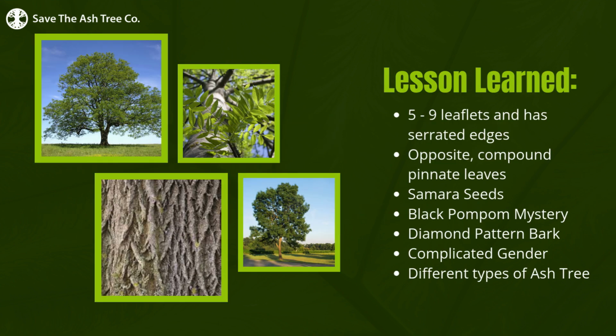And there you have it. You now know how to identify ash trees using compound pinnate leaves with 5 to 9 serrated leaflets, opposite arrangement, samara seeds, those interesting gall-infested pom-pom flowers, diamond-patterned bark, and you even know the different types of ash species you might encounter. You're now equipped with the knowledge to confidently identify ash trees in the field.